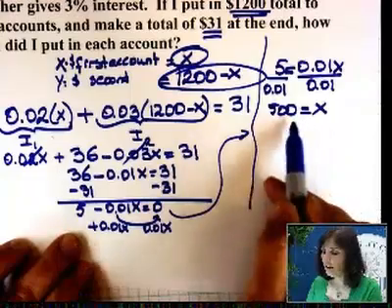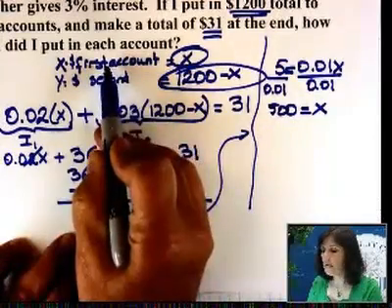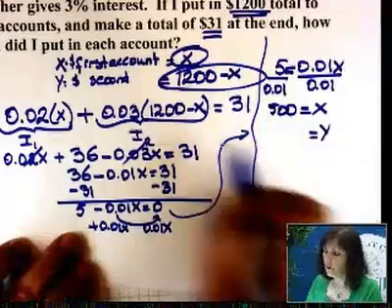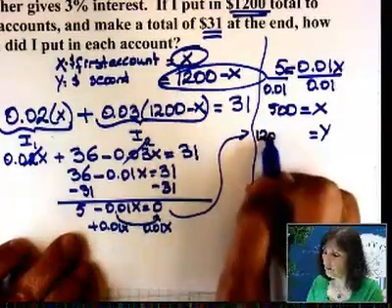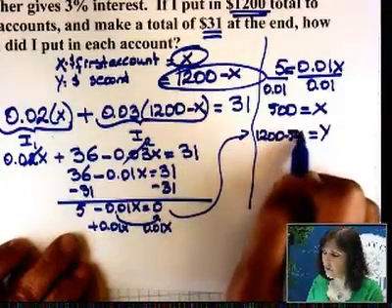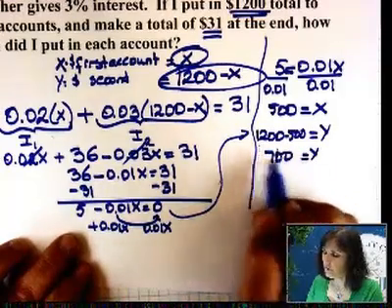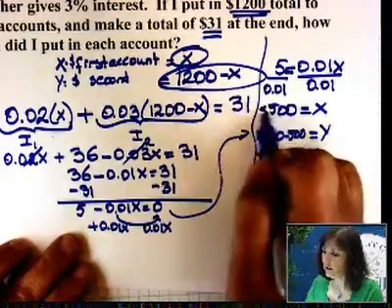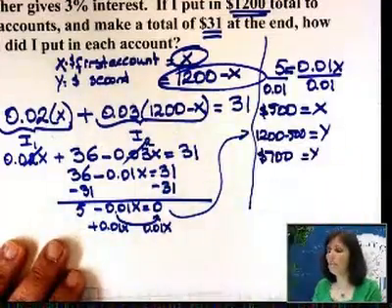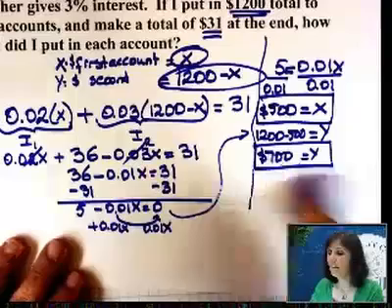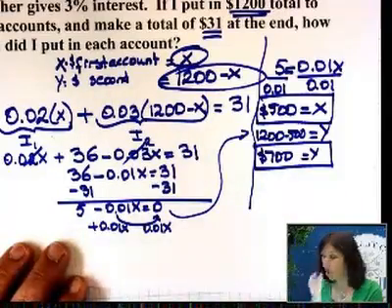One account, the one that gives 2%, is 500. Where's the other one? The other one is going to be 1,200 minus 500, which is simply 700. So I put 700 in one and 500 in the other, and it looks like that's what they were asking. And then they add up to 1,200, and it's all good. All right.